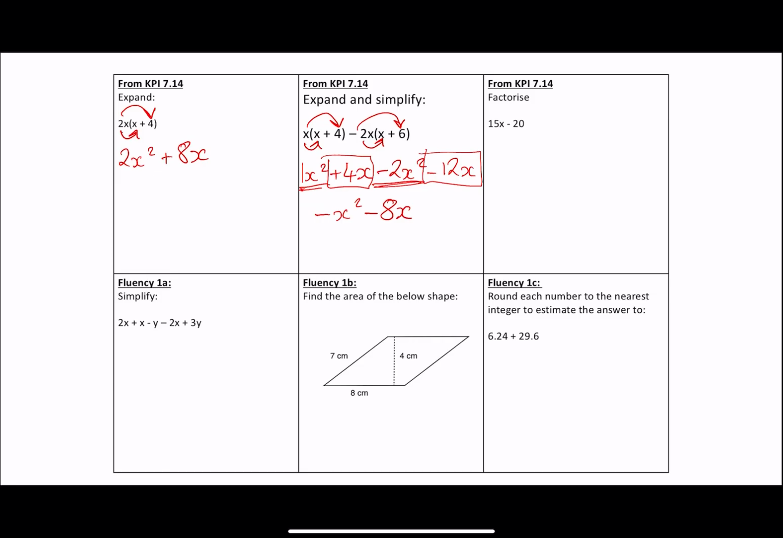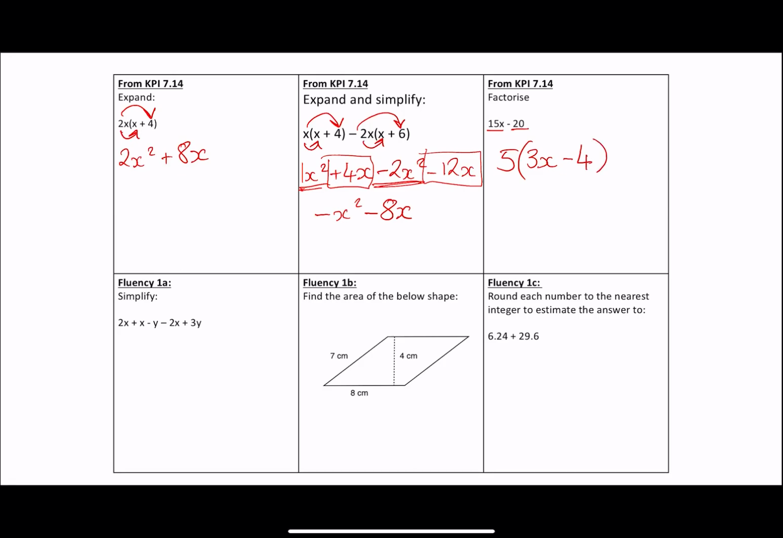On to this factorising question. I need to pull out the highest common factor of 15x and minus 20. The biggest number that goes into both of those is 5. What do I times 5 by to make 15x? Well, I times it by 3x. What do I times 5 by to make negative 20? I times it by negative 4.